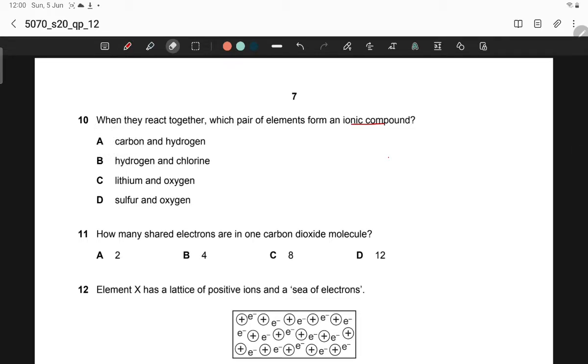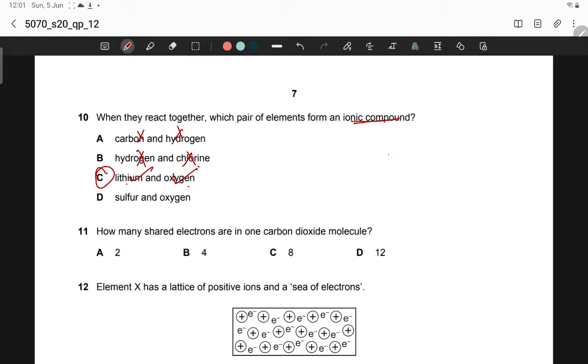Question number 10. When they react together, which pair of elements form an ionic compound? Carbon and hydrogen, no, because both are non-metals. Hydrogen and chlorine, no, because both are non-metals. Lithium and oxygen is the correct option because lithium is a metal and oxygen is a non-metal.